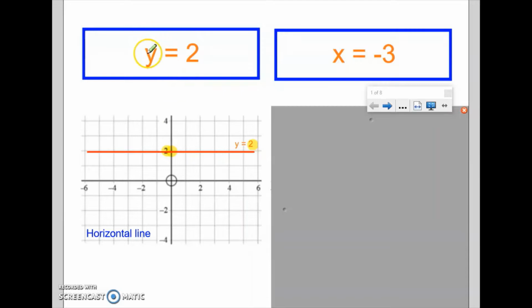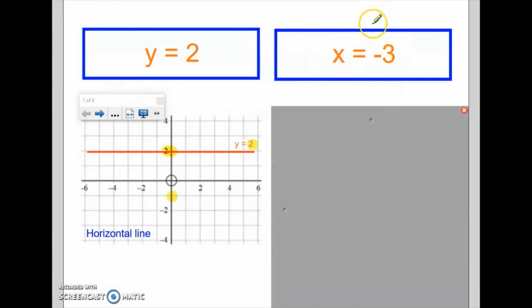So anytime you have a y equals, you're expecting a horizontal line cutting through the number that y equals. So if I had a line going straight across here, I would call that y equals -1 because it would have crossed at -1.